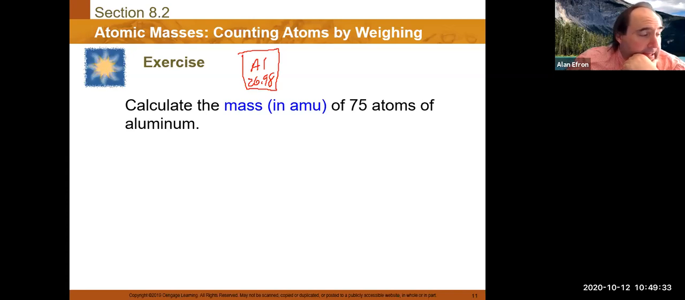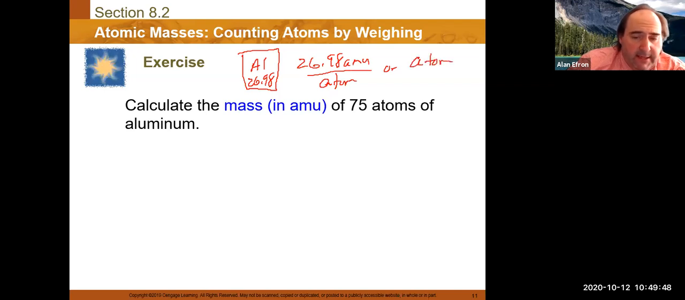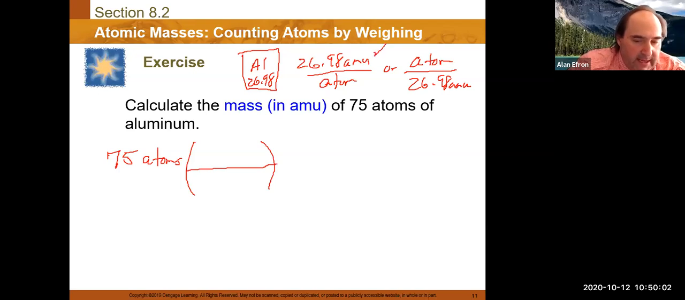Okay, so looking at this again, we can basically use it as a conversion factor. We could say 26.98 AMU in an atom. Or again, if you needed to use it the other way, an atom is 26.98 AMU. So we would just do it like a dimensional analysis problem. We got 75 atoms. Atoms are on top, so we want to get rid of them. So we're going to go with the atoms on the bottom, which is our guy on the left. And an atom is going to be 26.98 AMU. So atoms will cancel each other out.